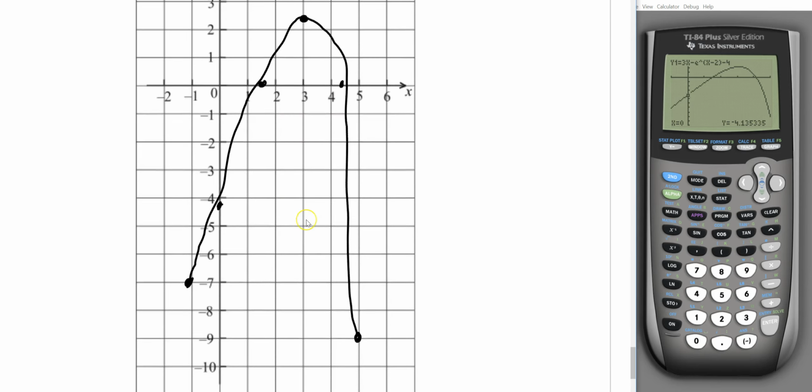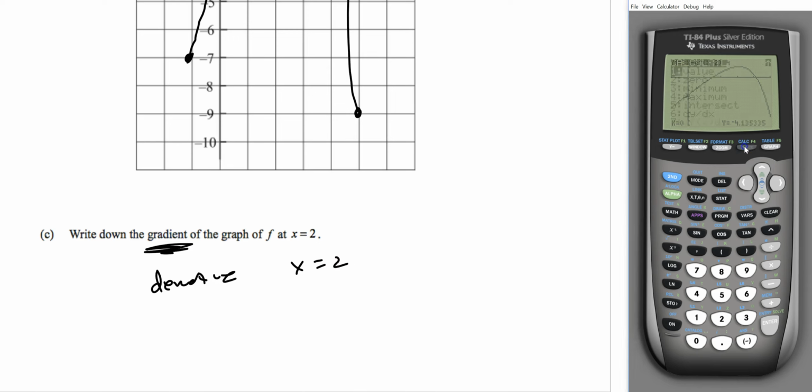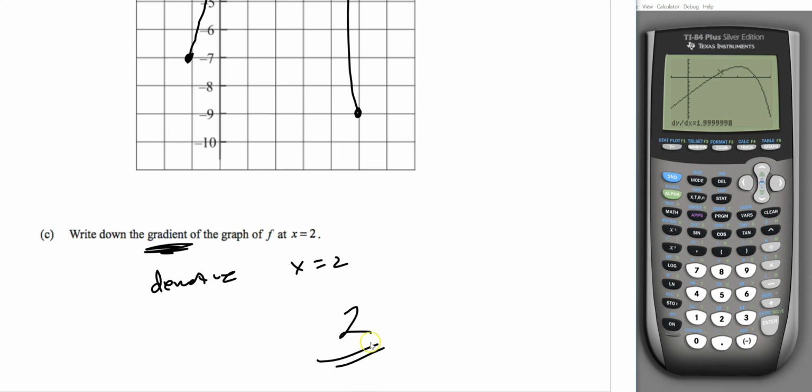Now, a lot of times they give you a graph, and that's how they want you to fill it out. Last thing, and then we're done: find a gradient. Remember, gradient means derivative at x equals 2. A couple ways to do it. You can do it by hand, but we have a calculator here. So second, calculator, go to derivative and just hit 2. So the derivative at 2 is 2. And there we go. Done.